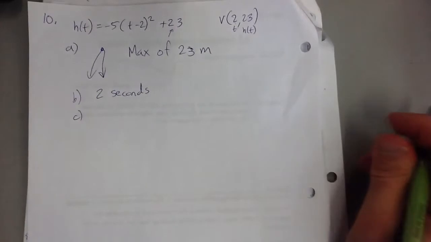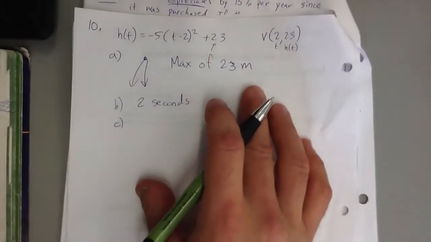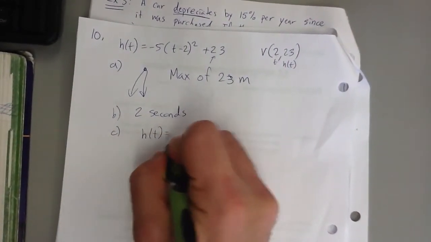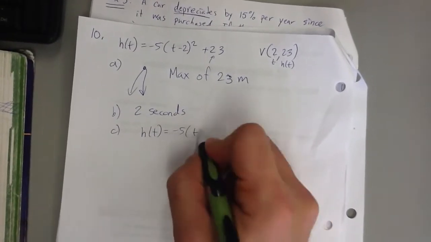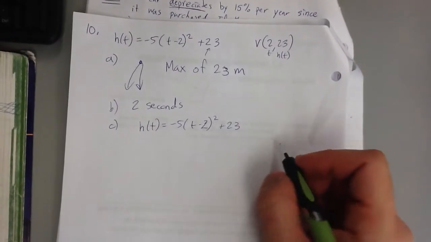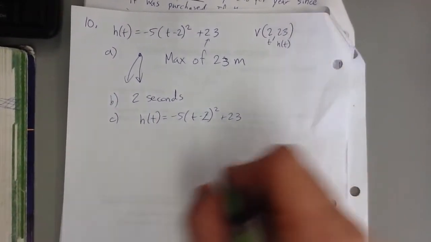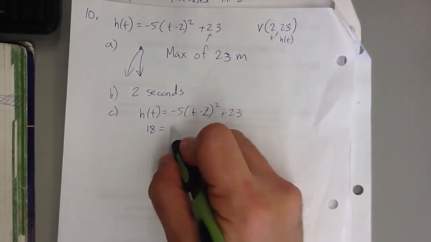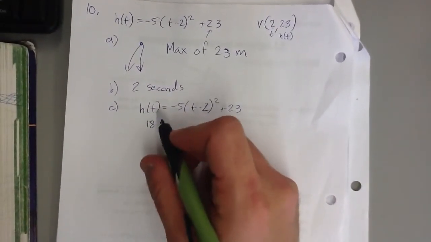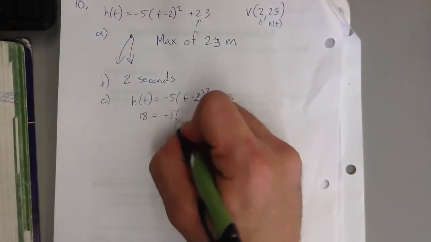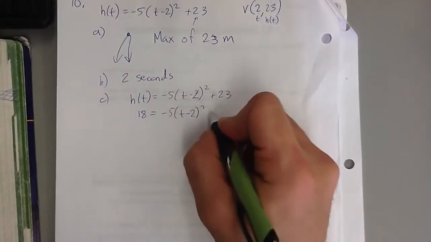And C, when will the ball reach a height of 18 meters? Well, how do you figure when the ball will reach a height of 18 meters? Well, you're going to have to plug that into the formula. Now, the formula has this, and if I want to know what time the height will be 18 meters, I have to plug in height is equal to 18. So height is equal to 18. Remember, that's not height times time, that's height as a function of time. So height is equal to 18, so 18 equals negative 5 times (t minus 2) squared plus 23.